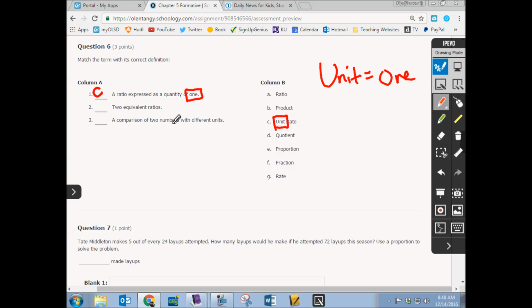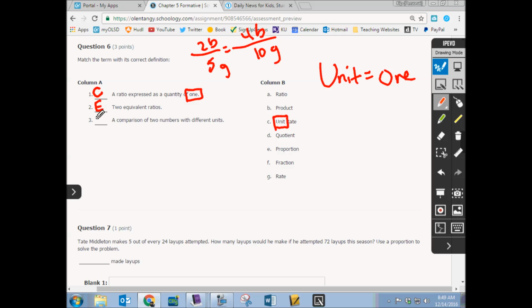2 equivalent ratios. What do we call that? If I said that 2 boys to 5 girls is the same as 4 boys to 10 girls, that is a proportion, right, guys? That is a proportion. That's exactly what it's saying. That is letter E. It doesn't matter if it jumbled them up. That's okay. Just make sure you get the right word to the right definition.